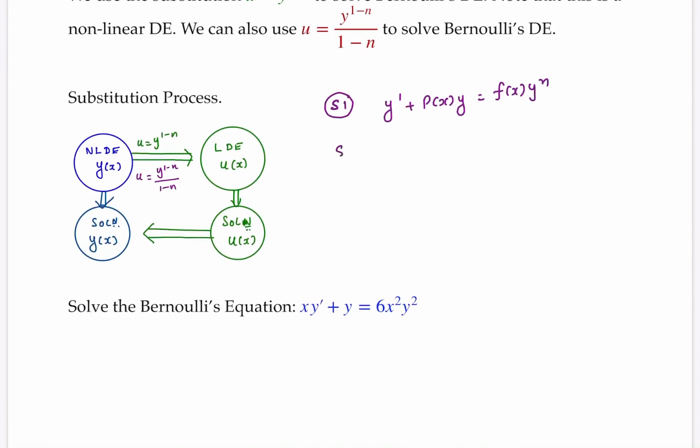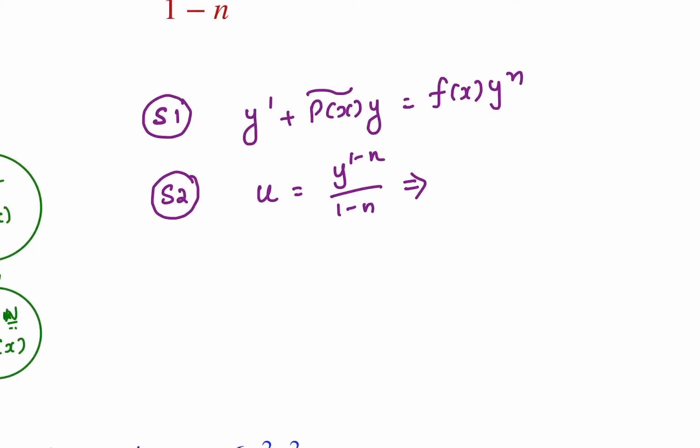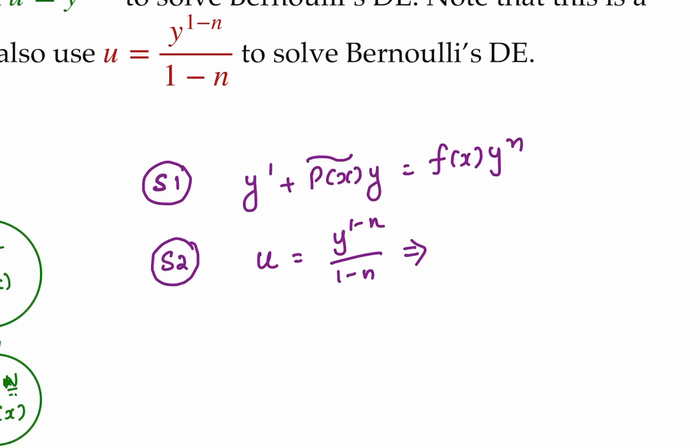Step number two is basically you're going to do the substitution. I'm going to call this p tilde. You'll know in a moment why that is. You're going to substitute u is equal to y to the 1 minus n over 1 minus n. When I do that, you're going to have your u prime. Remember, u is a function of y, and y is a function of x.